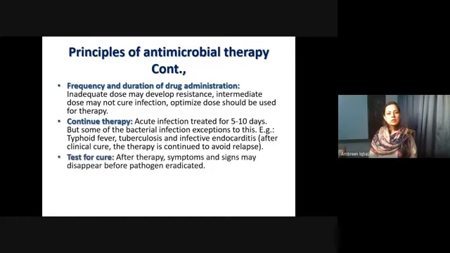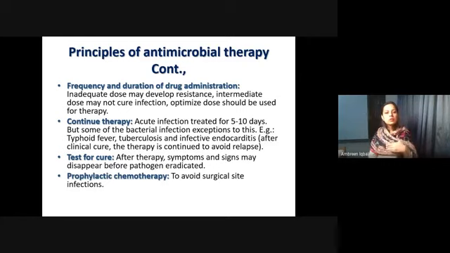The next is test for the cure. After therapy, symptoms and signs may disappear even before the pathogen is eradicated. Like I said earlier, you were taking the medicine for 2 to 3 days and you are feeling better; the symptoms and signs may disappear before the pathogen has been eradicated. So you always need to complete the course of treatment with those antibiotics. Next is prophylactic chemotherapy. Sometimes you use chemotherapeutic agents prophylactically to avoid a flare up. For example, during surgery, the patient is very prone to infection, especially hospital acquired infection. So the patient is given chemotherapeutic agents prophylactically to avoid infections in hospitals.